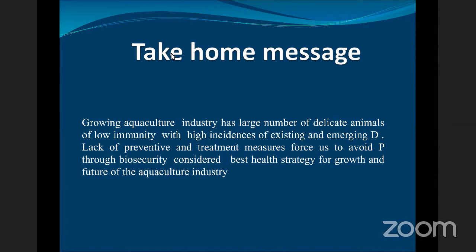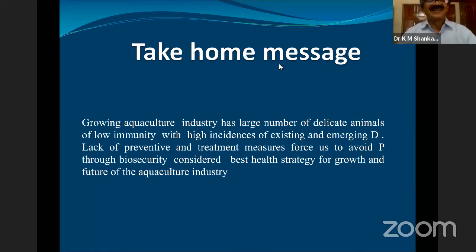Take home message. I think the last one, yes. The take home message is aquaculture is different. Our animals are different. It's a high risk industry. The growing aquaculture industry has a large number of delicate animals of low immunity with high incidence of existing and emerging disease. Lack of preventive and treatment measures forces us to avoid pathogens through biosecurity. Consider the best health strategy for growth and future of the aquaculture industry. Thank you. I'm done.